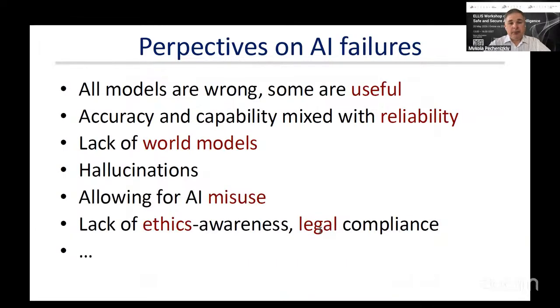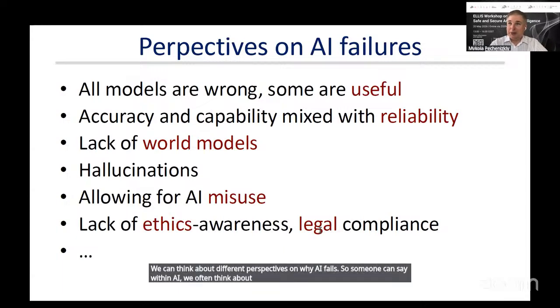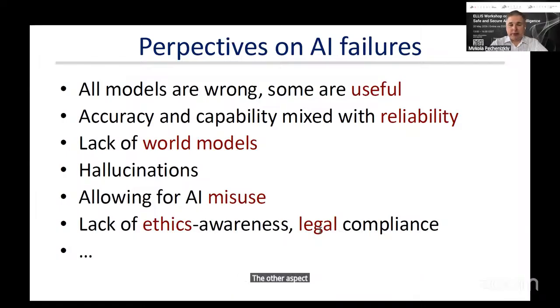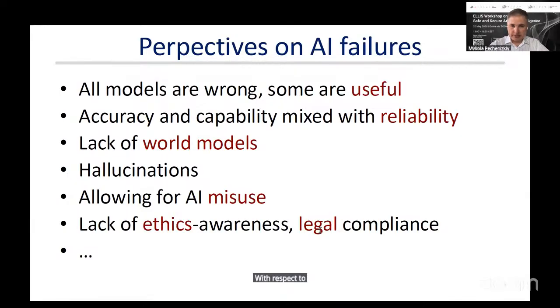We can think about different perspectives on why AI fails. So someone can say, within AI, we often think about, okay, well, models can be wrong, some are useful, how we choose the most useful one. The other aspect is that accuracy and different types of utility or capability can be mixed with reliability aspects, which can be orthogonal with respect to requirements to AI-based systems.